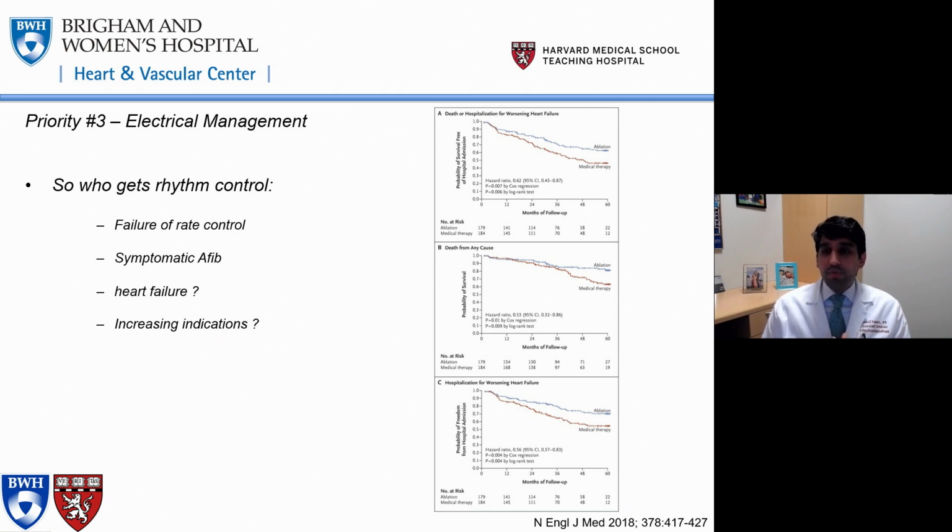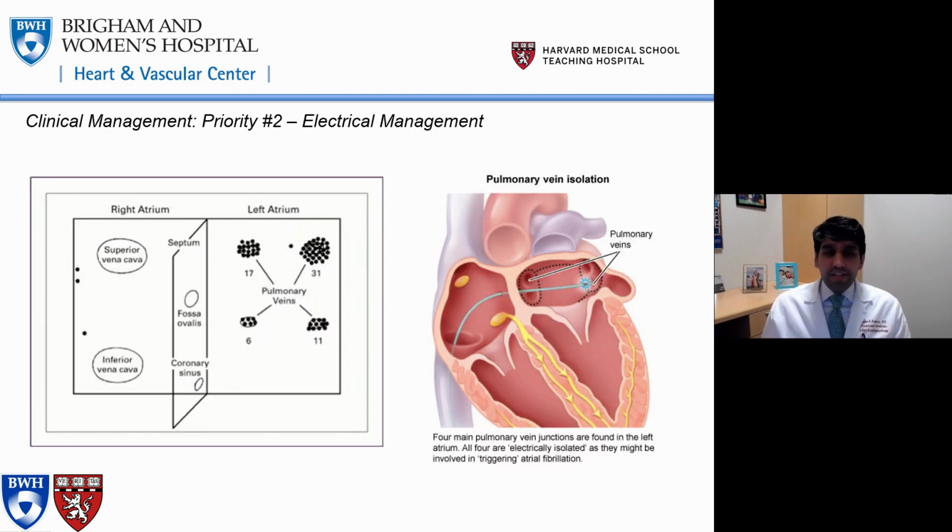Catheter ablation has really revolutionized rhythm control. What do we do in a catheter ablation? Well, we observed in the late 90s that most of the triggers for atrial fibrillation, those focal drivers that we talked about before, happen to come from the pulmonary veins, where the lungs drain back into the heart, the four pulmonary veins in the left atrium.